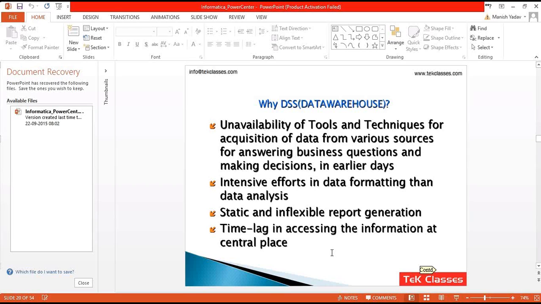Old systems, mainframes, files, flat files, Excel files: these kinds of things used to be there where we stored the data in very complex formats. Once ETL technology came and grew over a period of time, there are so many vendors, and everyone has some features to attract customers. Informatica is the market leader, then comes DataStage, Ab Initio, Microsoft SQL Server Integration Services. Then intensive effort in data formatting, data analysis, static and inflexible report generation, time lag in accessing the information at a central place. These are the things which drove the building of a decision support system.